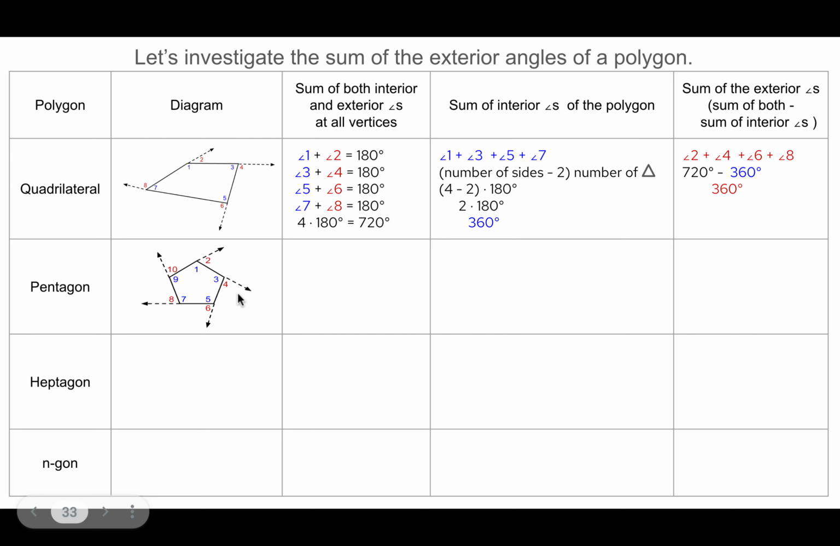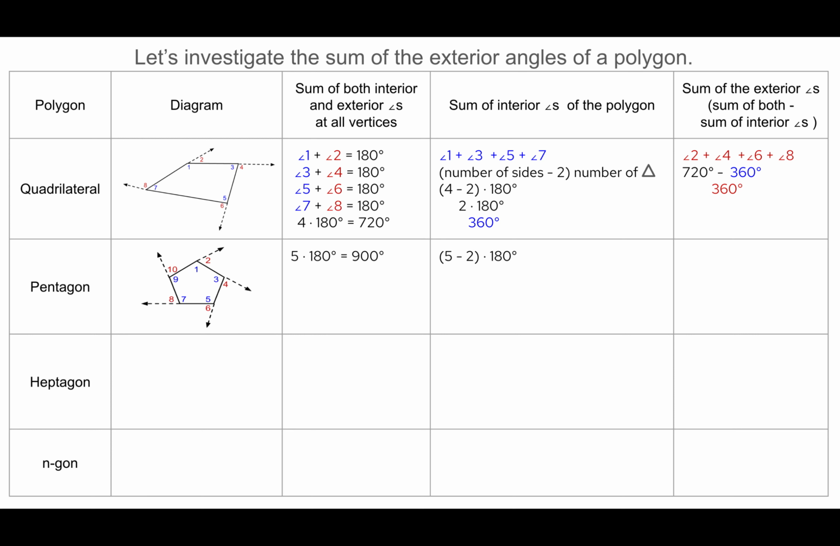And again, I extended so you could see that we have our exterior angles being in red again and the interior being blue. If I add them up, I get 5 exterior and interior angles making supplementary angles. So 1 and 2, 3 and 4, 5 and 6, 7 and 8, and 9 and 10. So the product of 5 and 180 degrees is 900 degrees.